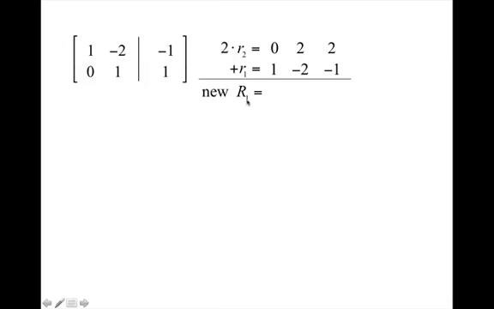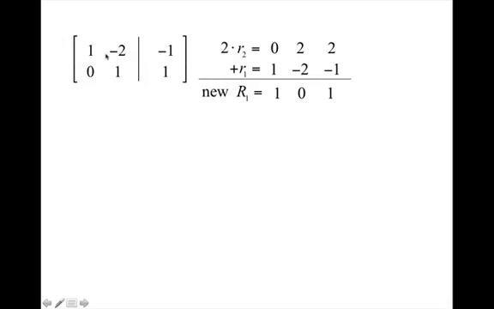Now I'm wanting to change row 1. Row 1 had a 1 in place, and I do not want it to change. If you notice, if I add 0 plus 1, I keep that 1 that I didn't want to change. If that 1 changed, then you did your step wrong.